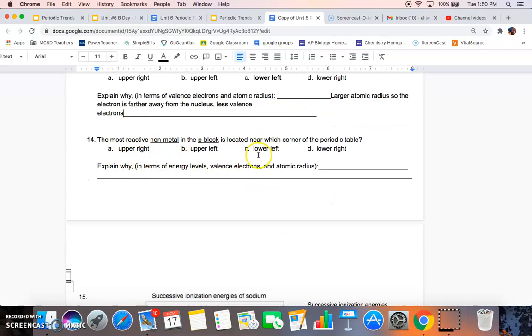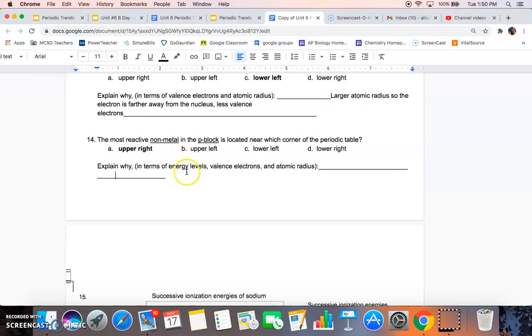14 then is going to be the exact opposite. So my non-metals increase going up and to the right. So that upper right-hand corner is where I'll find my most reactive non-metals. And here's why for that one. Pretty much the opposite reasons, right? So non-metals, we want to look at how easy is it for them to gain an electron.